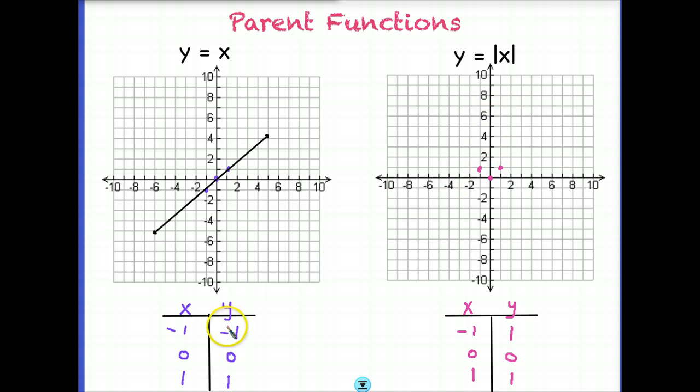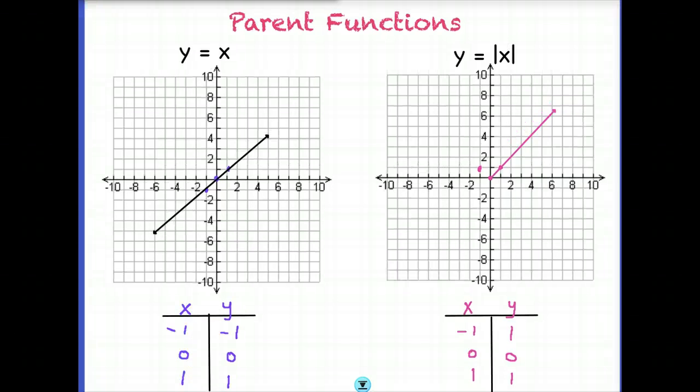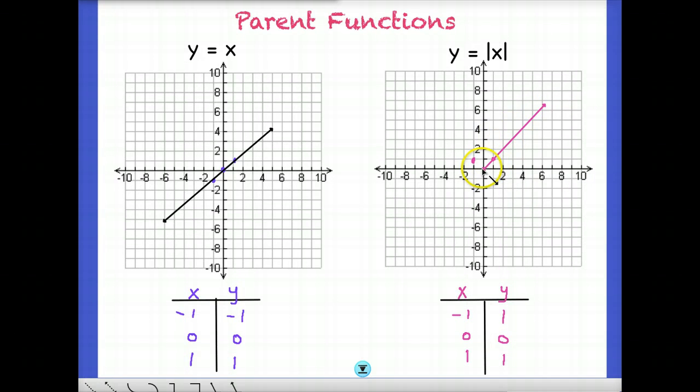Okay, and if I look at what kind of line this is going to make, you can see that it looks like we'll have a V, right? We'll start here at the vertex, we'll go up, once again start there at the vertex, and we'll go up to the left. Okay, and that is our absolute value equation.